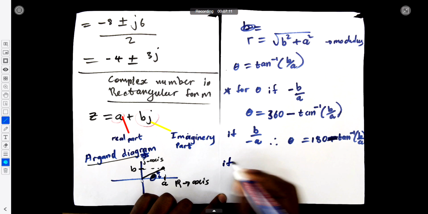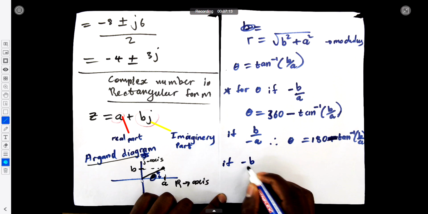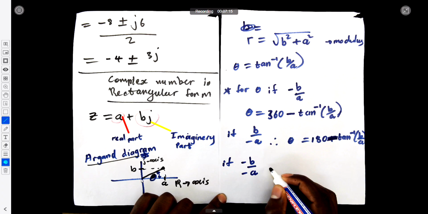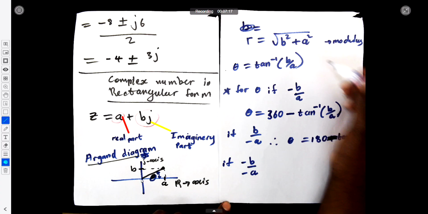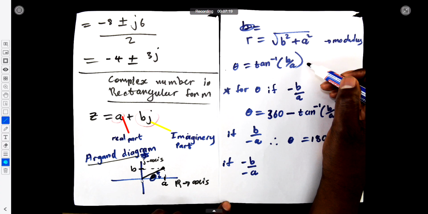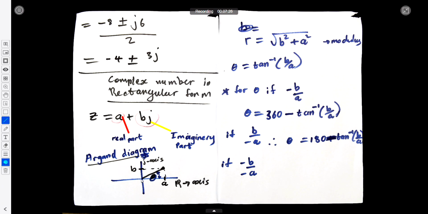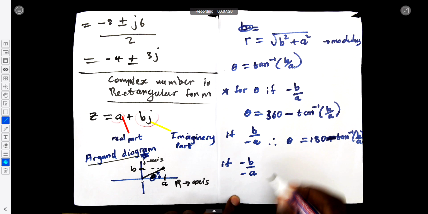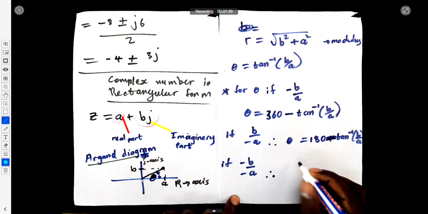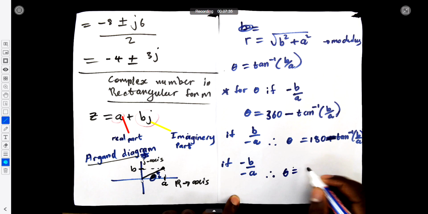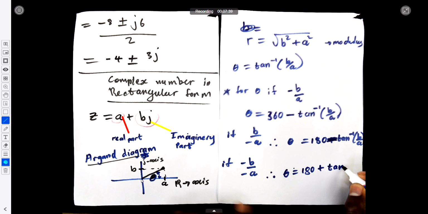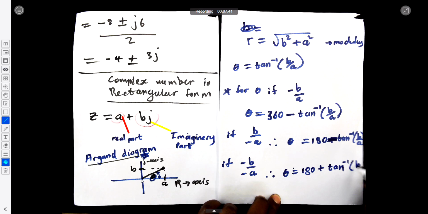But if both ratios are negative, if they are both positive, this is always in the first quadrant, because we projected in the first quadrant. But if both are negative, therefore theta is equal to 180 plus arctan B over A.